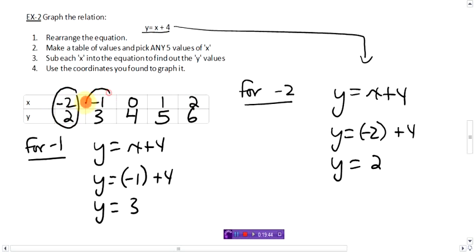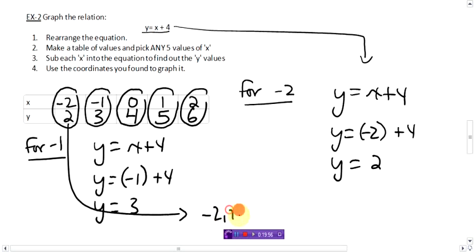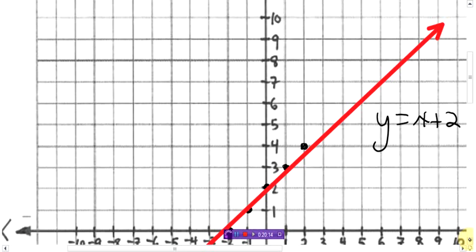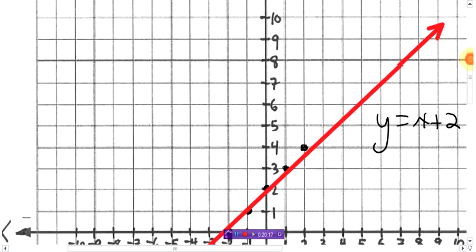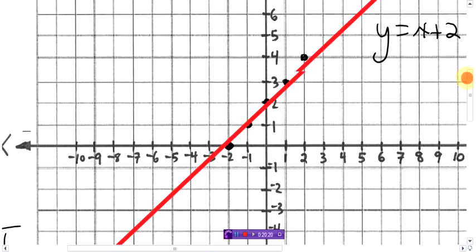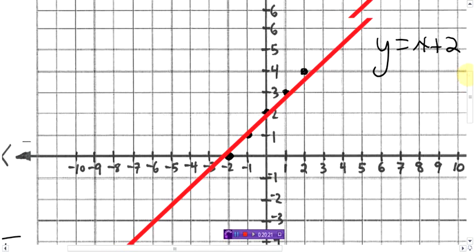Negative 2, 2, negative 1, 3, 0, 4, 1, 5, 2, 6. Now if you want, you can rewrite them as the little bracket thing, where this becomes negative 2, comma 2, that becomes negative 1 comma 3. If you like it in this form, then maybe make that extra step and do that. But if you can go right from this table of values and go right to your graph, good for you as well. Okay, so I'm going to use the same graph paper, because graph paper doesn't grow on trees. Yeah, I know it does, but just go with it, okay?